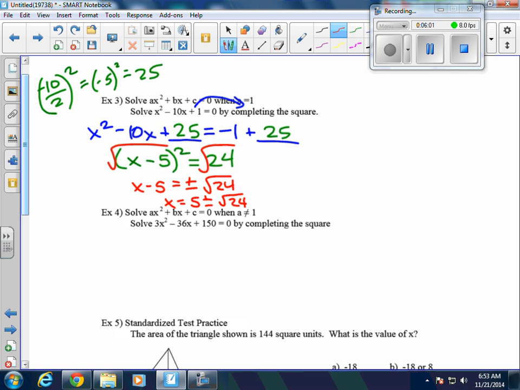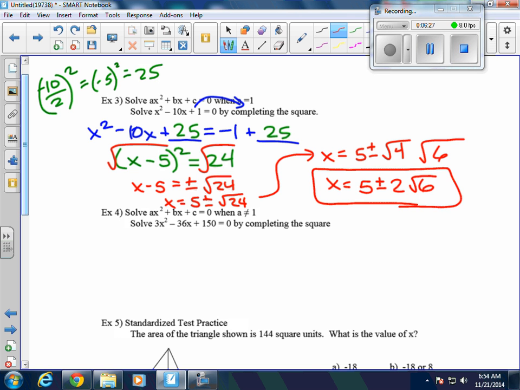And then we always have to check, is the square root of 24 simplified? Are there any factors that are perfect squares? And the answer is yes. So we need to simplify that further. So x equals 5 plus or minus the square root of 24. However, 4 is a factor of 24. That's a perfect square. So we're going to have x equals 5 plus or minus 2 square roots of 6. And there's the answer for that one.